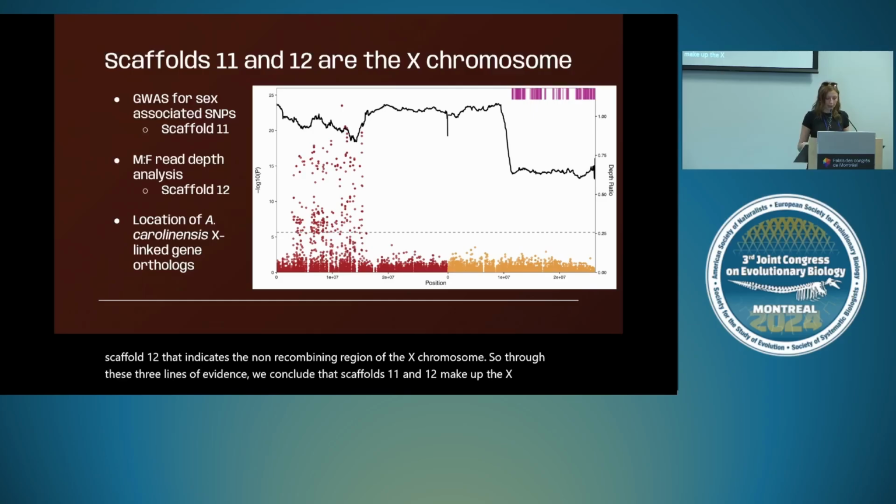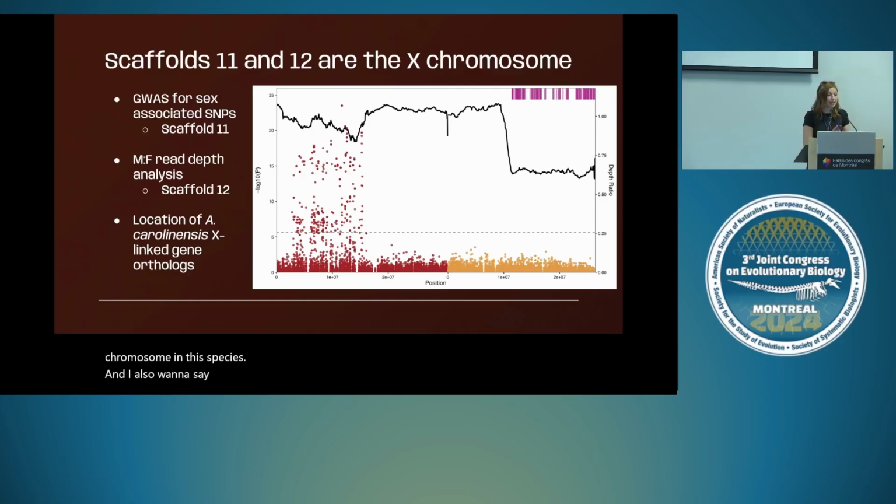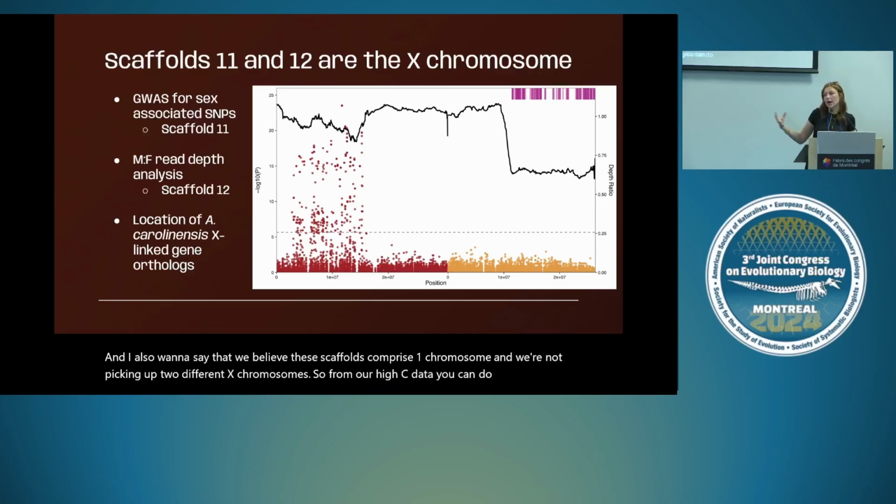this species. And I also want to say that we believe these scaffolds comprise one chromosome, and we're not picking up two different X chromosomes. From our Hi-C data, you can do interaction mapping, and we see a high degree of interaction between scaffolds 11 and 12, which would indicate that they are one chromosome.